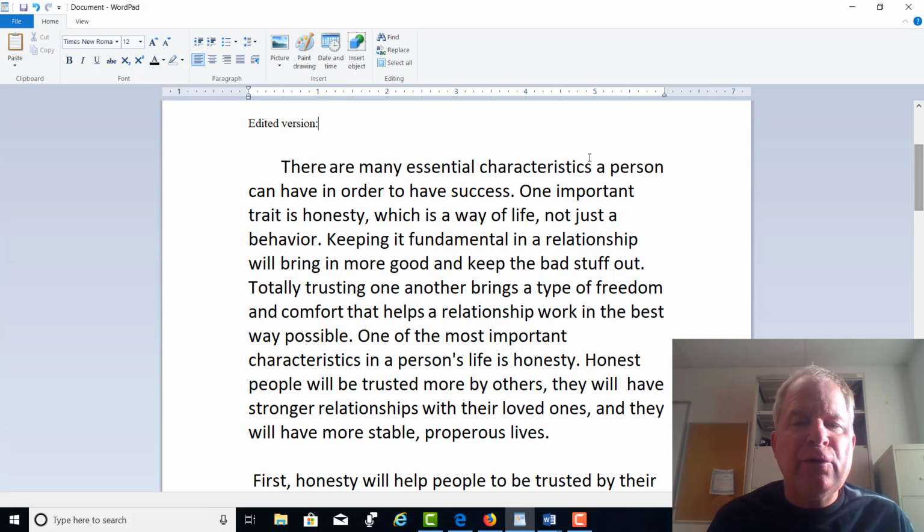So there are many essential characteristics a person can have in order to have success. One important trait is honesty, which is a way of life, not just a behavior. Keeping it fundamental in a relationship will bring in more good and keep the bad stuff out. Totally trusting one another brings a type of freedom and comfort that helps a relationship work in the best way possible. One of the most important characteristics in a person's life is honesty. Honest people will be trusted more by others, they will have stronger relationships with their loved ones, and they will have more stable, prosperous lives.